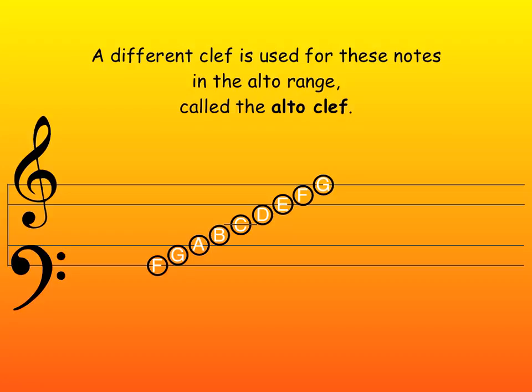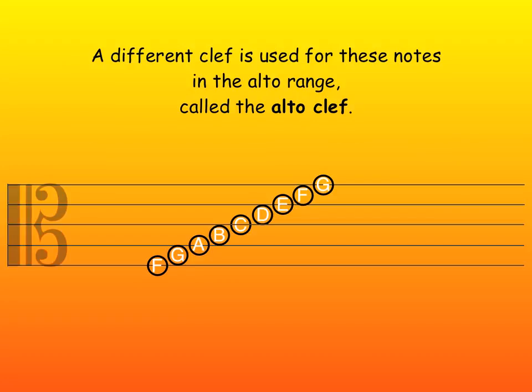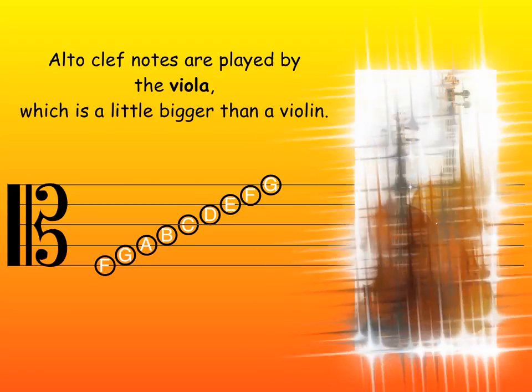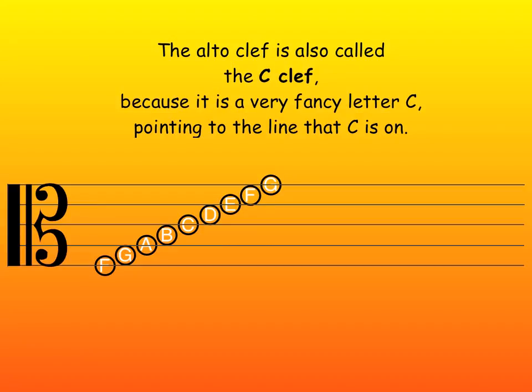A different clef is used for these notes in the alto range. It's called the alto clef. So there's that middle line for middle C. And here is the alto clef. Alto clef notes are played by the viola, which is a little bit bigger than a violin. The alto clef is also called the C-clef because it actually is a very fancy letter C. You'd never know it to look at it. And it's pointing to the line that C is on. See how those go with each other?